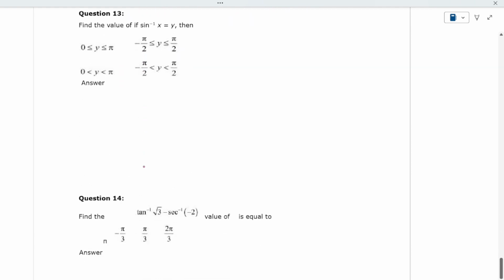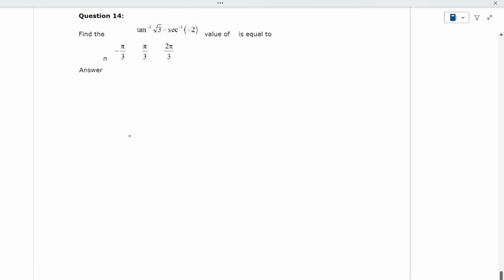Now comes the MCQ question. Find the value of sine inverse of x is equal to y. Sine inverse of x is equal to y means we know that it lies from minus pi by 2 to pi by 2, less than or equal to. So it can be neither 0 to pi, nor this. Okay, it should be this. As you all know the relation, it is answer option B.